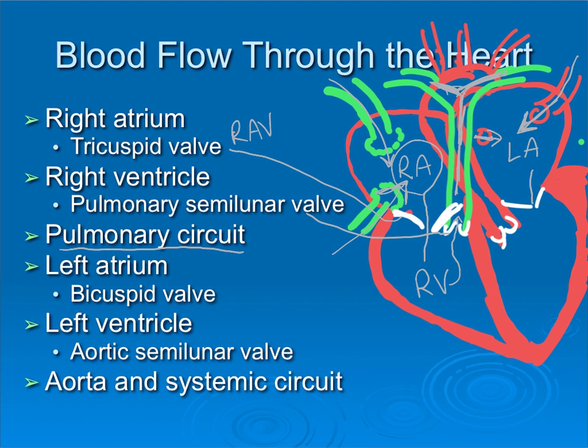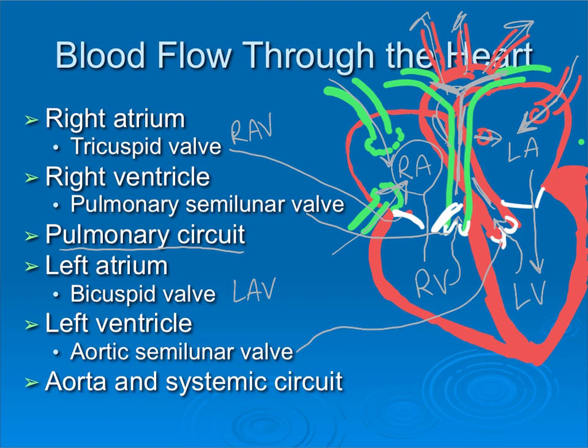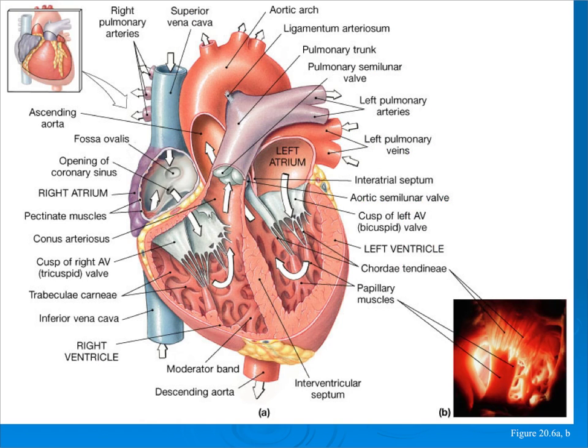After the left atrium, we have to pass the left AV valve, also called bicuspid or mitral valve, into your left ventricle. Now we're going to pass the last valve of the heart. This is your aortic semilunar valve into the aorta, which will then take blood to the rest of the body, into what we call the systemic circuit. Okay, so it doesn't hurt to review it, so let's look at this one more time.